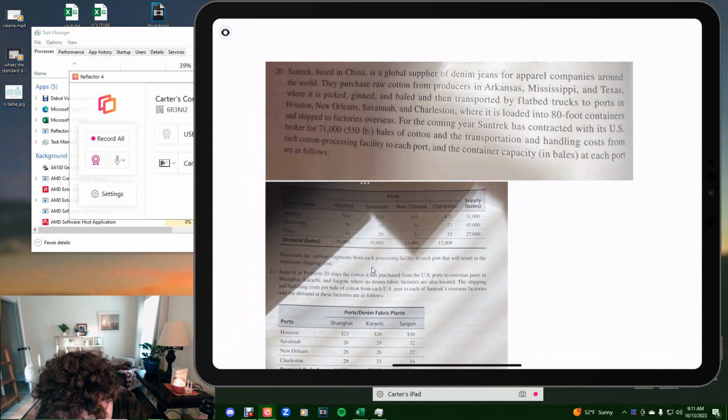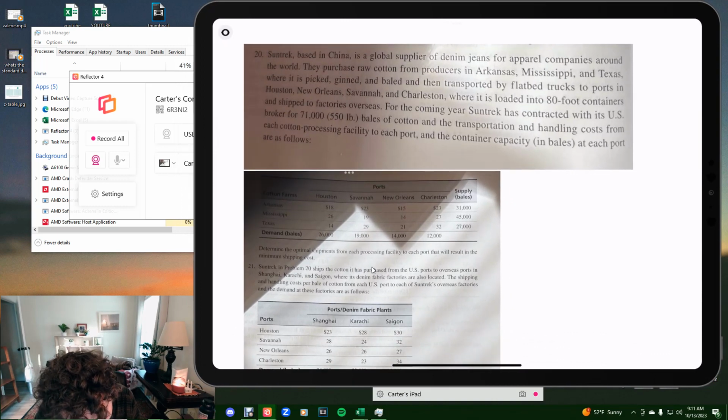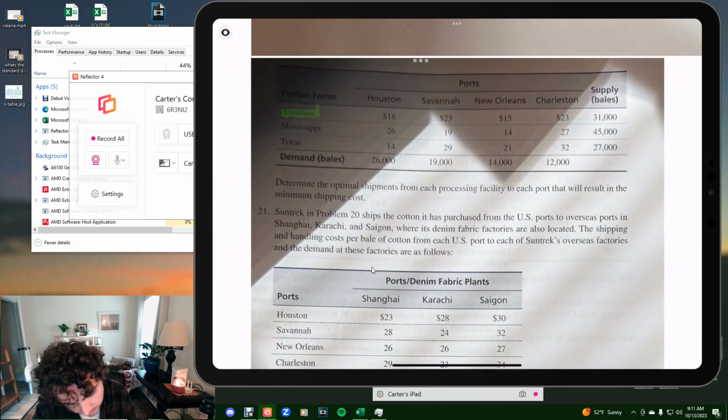Suntrek, based in China, global supplier, denim jeans. They purchase raw cotton from Arkansas, Mississippi, and Texas. It's flown to ports, transported by flatbed trucks to ports in Houston, New Orleans, Savannah, and Charleston. Factories overseas, and so on. Contracted with a U.S. broker for 71,000 bales. Okay, so they give us basically from the farms to the ports.